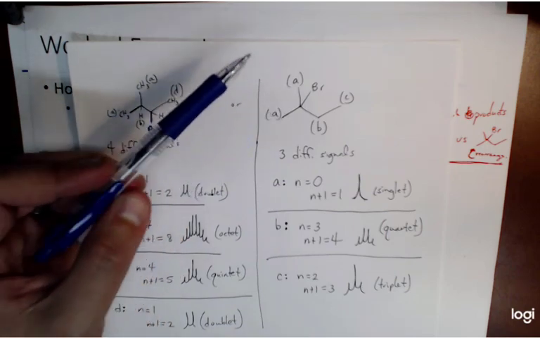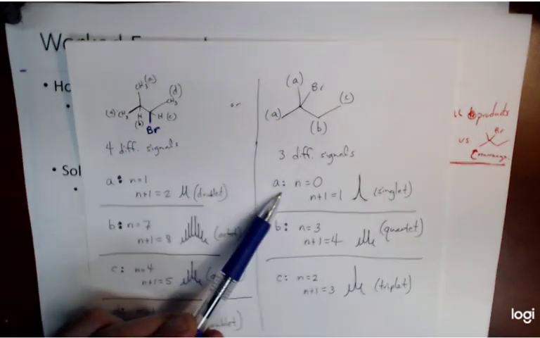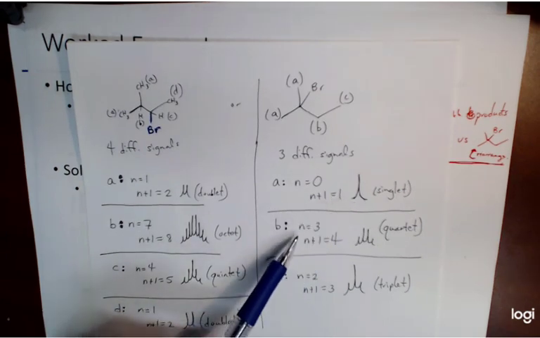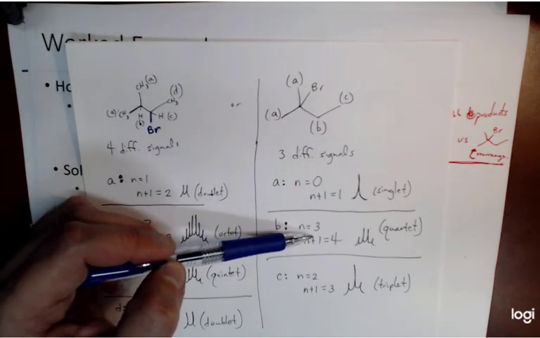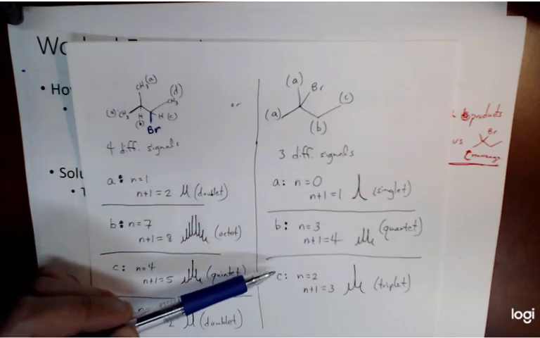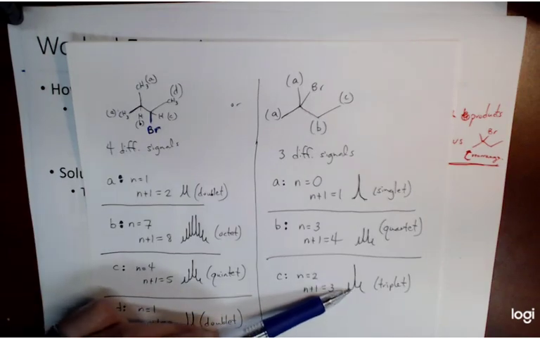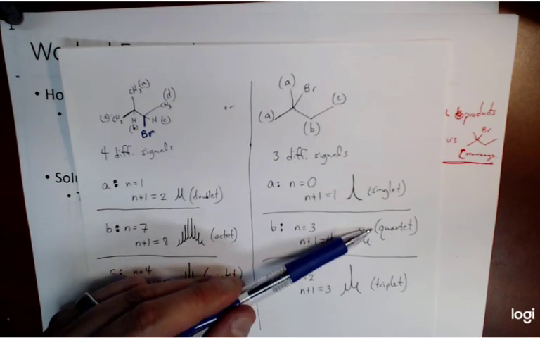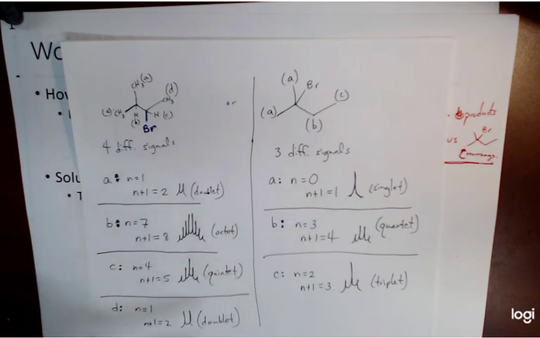When we look at this one, we have symmetry, so these two are the same and have no neighbors. For the A hydrogens, n is equal to 0, so 0 plus 1 would be 1. We'd see a singlet for the A's. For the B's, it has no neighbors on this side and 3 on that side, so 3 neighbors plus 1 would be 4. We'd see a quartet. And then the C's up here have 2 neighbors, so 2 plus 1 is 3, we'd see a triplet. So 4 signals for the first, and for the rearrangement product, a singlet, a quartet, and a triplet. You notice that all 3 of these are different from all 4 of those. So highly different spectra for both products.